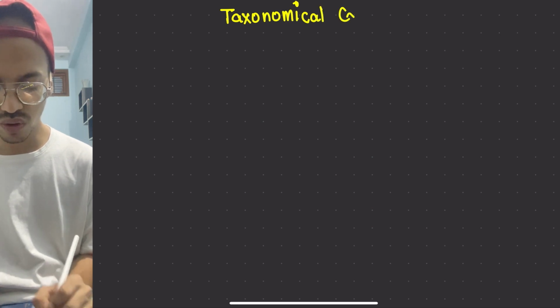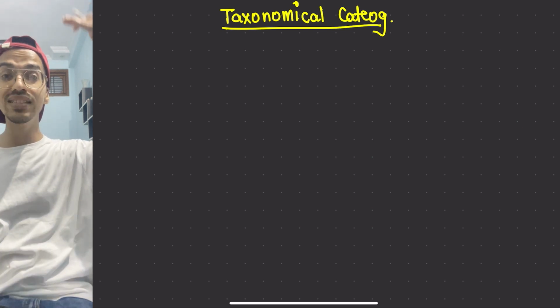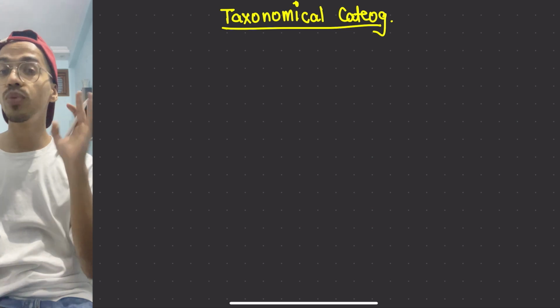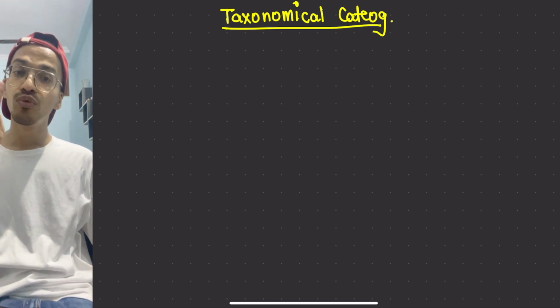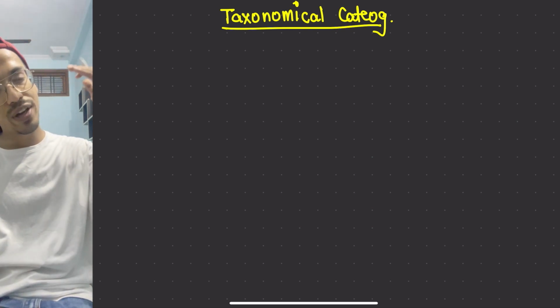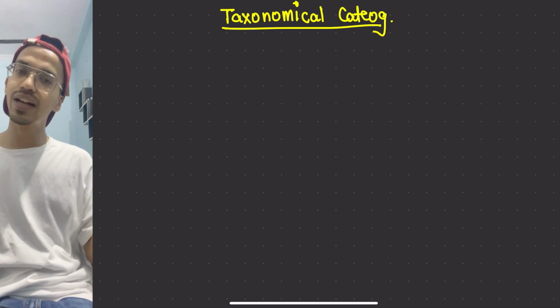So the topic that we're going to be studying today is taxonomical category. It is also written as taxonomical hierarchy. Hierarchy means certain ways of division or classification. If you remember, when we are doing taxonomy we used to do 4 steps: characterization, identification, classification, and nomenclature. So when we are classifying, these are the different zones in which we classify, which we are going to study.